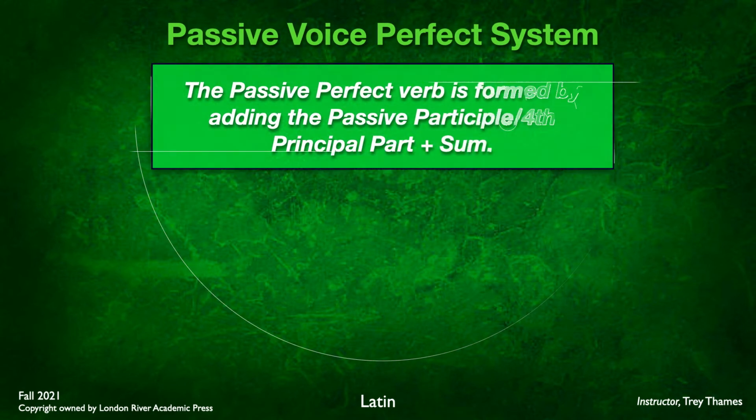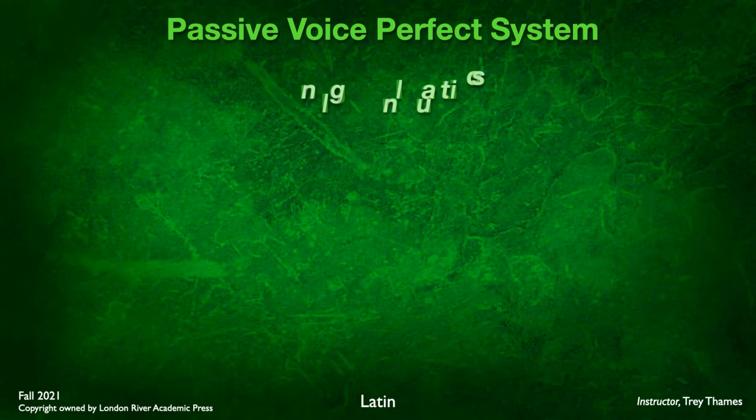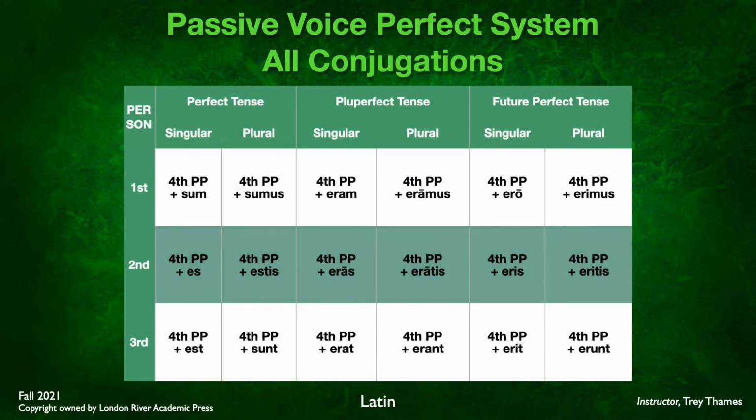All right, the passive perfect verb is formed by adding the passive participle, which is the fourth principal part, plus some form of the word sum. And here's what this looks like. So if you remember using, again, laudo, our paradigm verb for first conjugation verbs, laudo, laudare, laudavi, laudatum, or laudatus, a, um, we're going to take that fourth principal part and we'll use that in perfect, pluperfect, and future perfect, but to each of these we will add some form of sum.